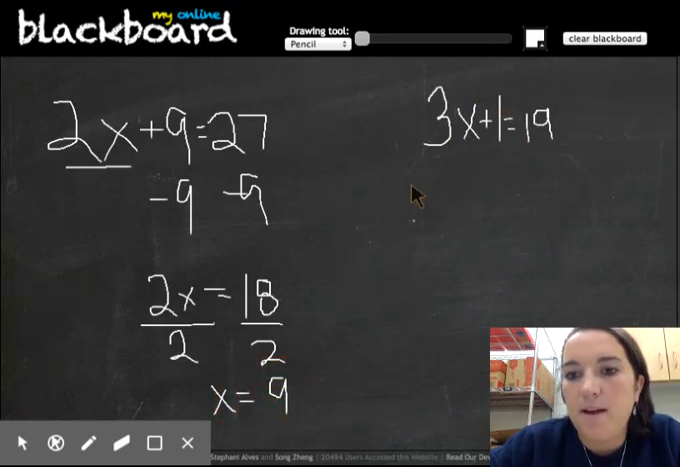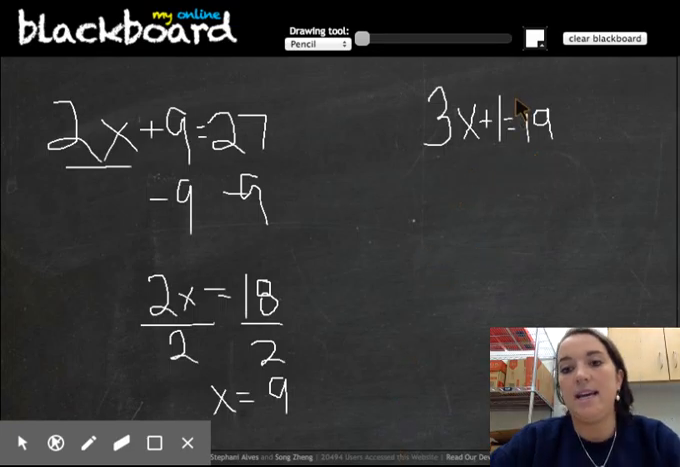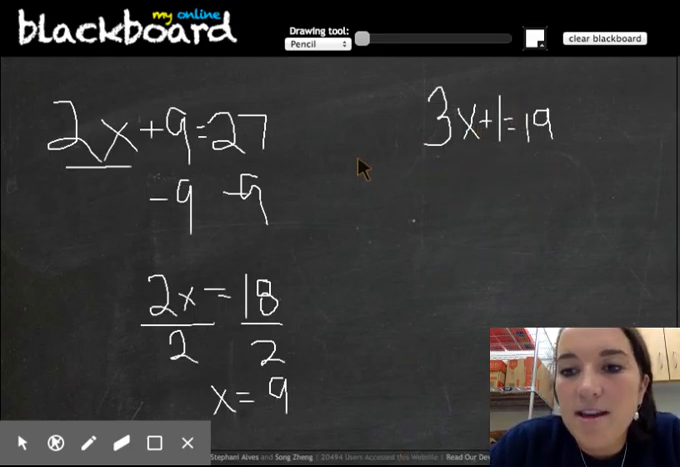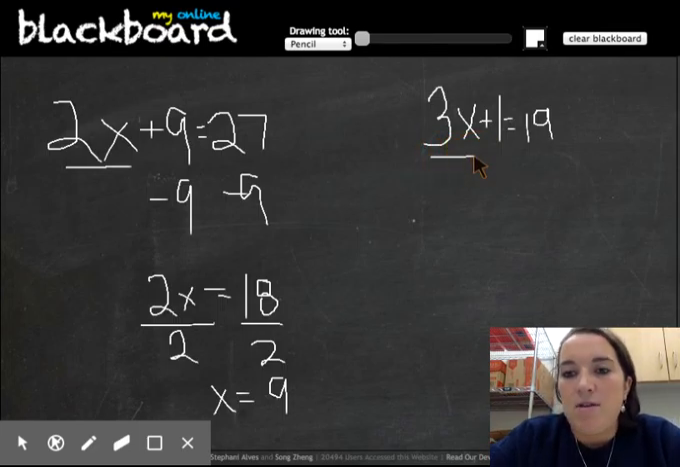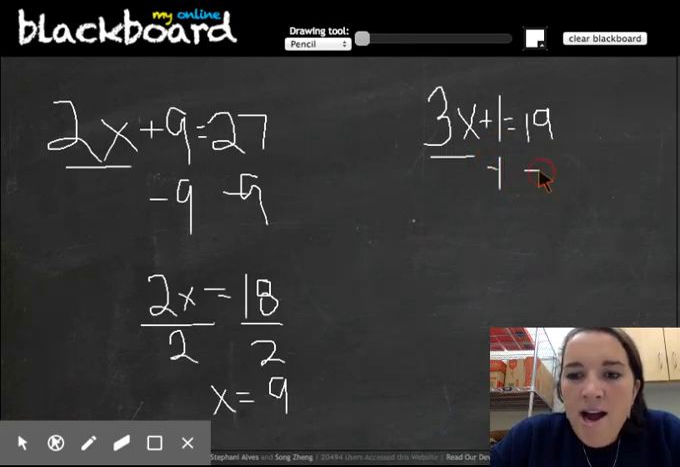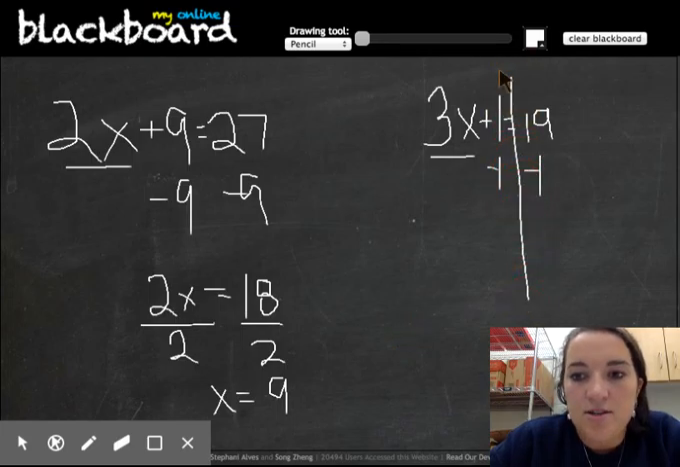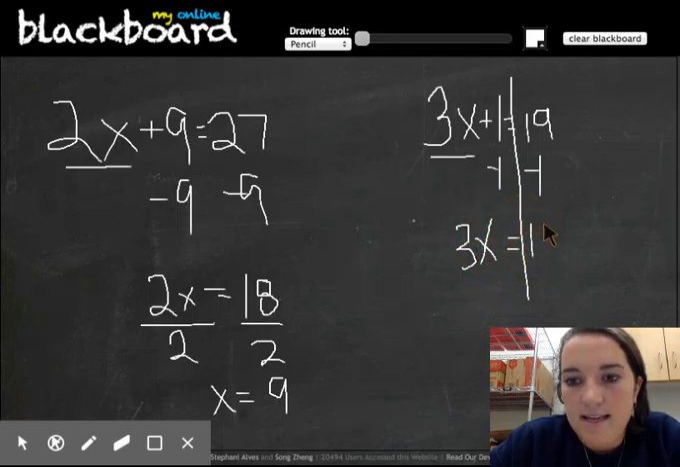Looking at the next problem, we have 3x plus 1 equals 19. I need to get rid of everything that's not directly next to x first. So next to the x, we just have the 3. So I want to get rid of this 1. So I want to undo my addition, subtract 1 on both sides of the equal sign. Draw a little line to make sure you're doing it on either side of the equal sign. We're just left with 3x equals 18.